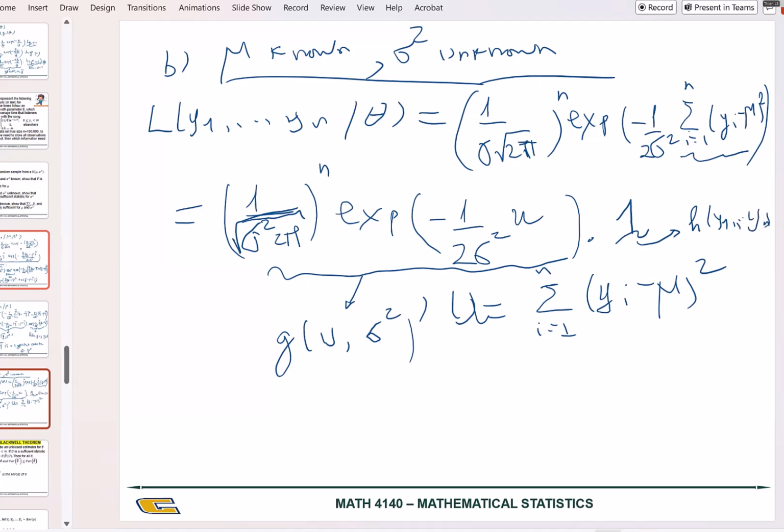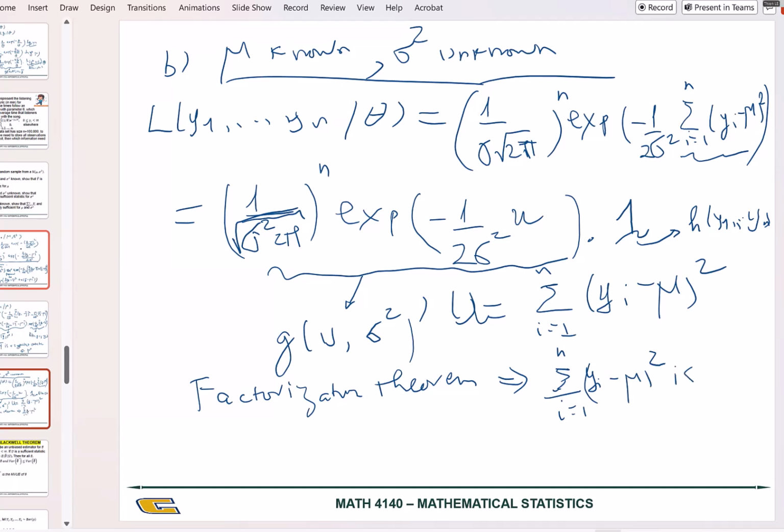So the factorization theorem tells us that the summation of i from 1 to n, yi subtract mu, squared, is a sufficient statistic of sigma square. So this is even more obvious than the previous one.